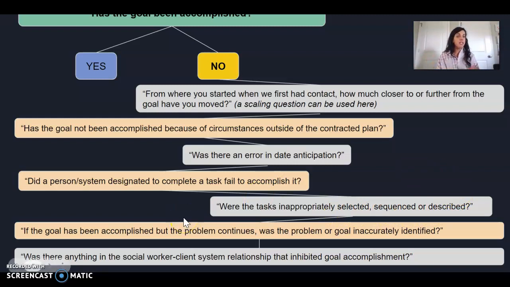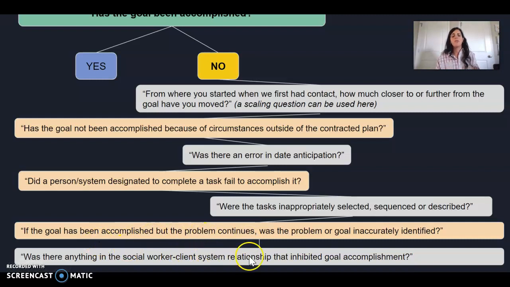If the goal had been accomplished, but the problem still continues, did we identify the problem incorrectly? Or did we identify the goal incorrectly? So maybe they identified that they're fighting with their significant other all the time, and it had nothing to do with their significant other. And so maybe the goal around it was, I want to improve my relationship with my significant other, not fight all the time, but really they were stressed out about something else, and they were taking it out on their significant other. So the problem and the root of it was really maybe unresolved trauma versus relationships. So maybe having to realign and reprioritize the problem.